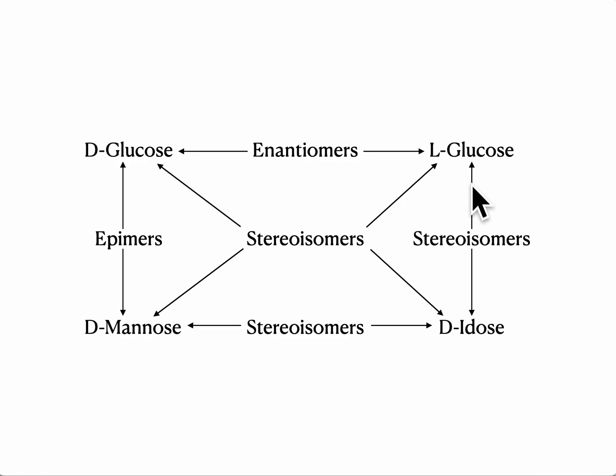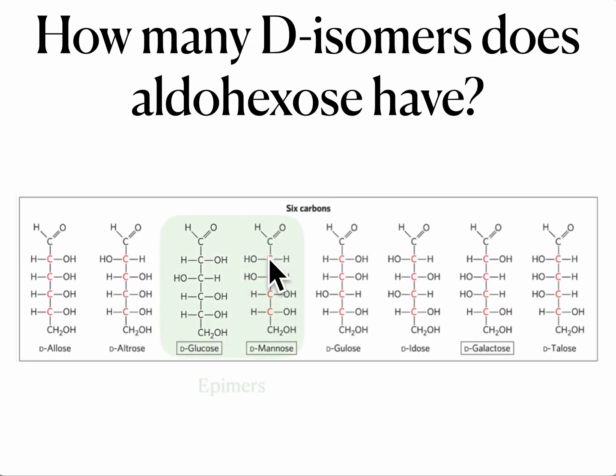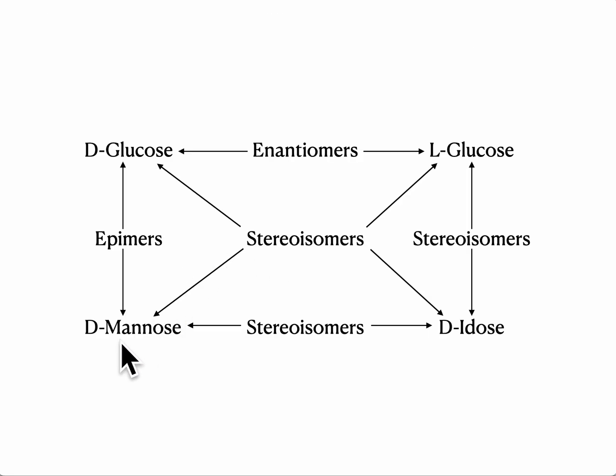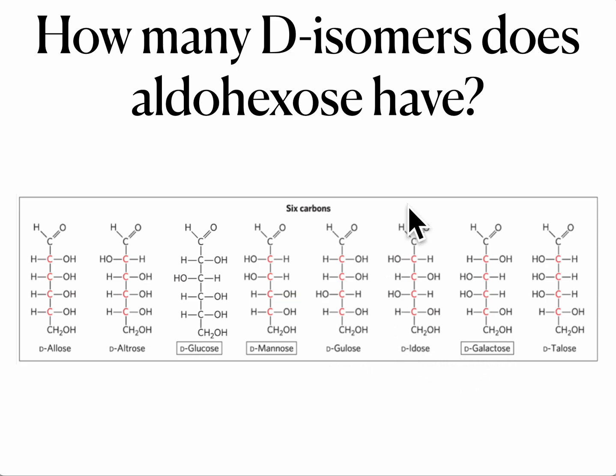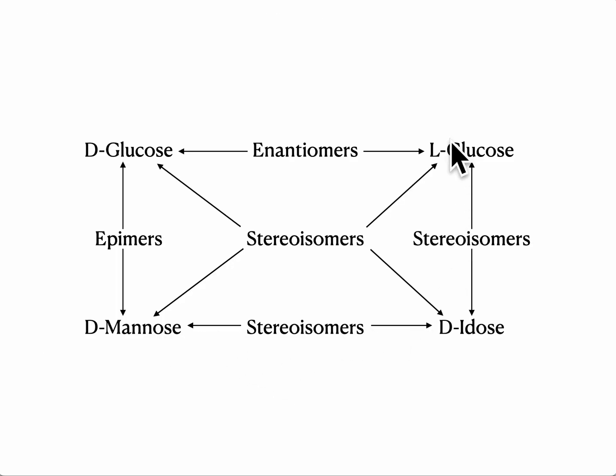So just to recap, L-glucose and D-glucose are enantiomers of each other. They are mirror images of each other. And D-glucose and D-mannose are epimers of each other, right? Because they differ in only one chiral center. And D-mannose and D-idose are stereoisomers. So D-idose will be here, and D-mannose will be here. And L-glucose and D-idose will also just be stereoisomers of each other. And the four of them are all stereoisomers of each other.